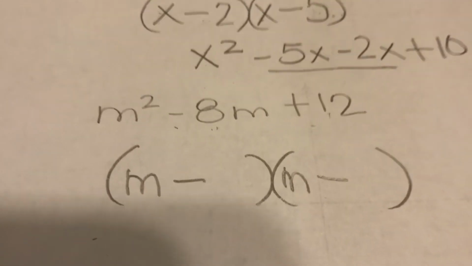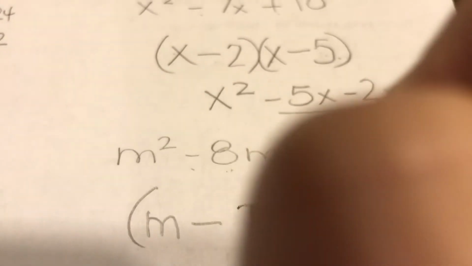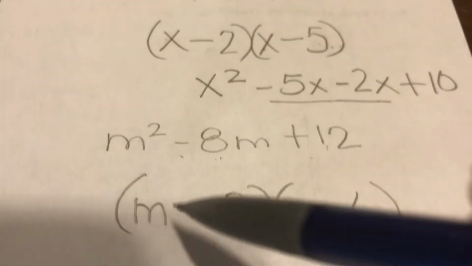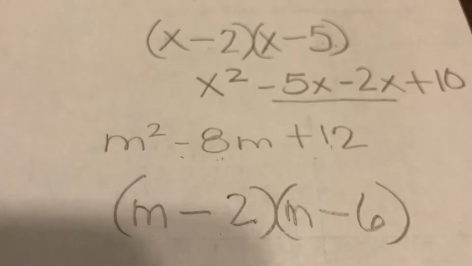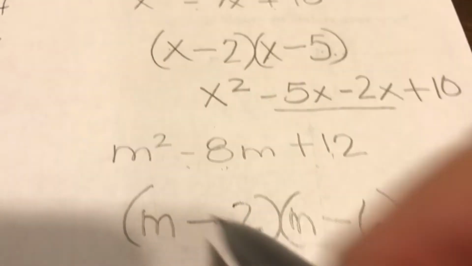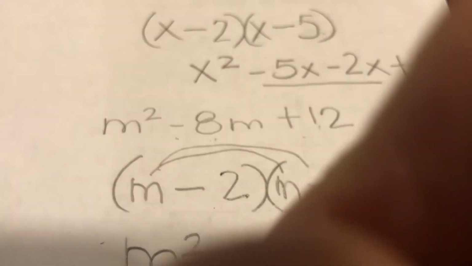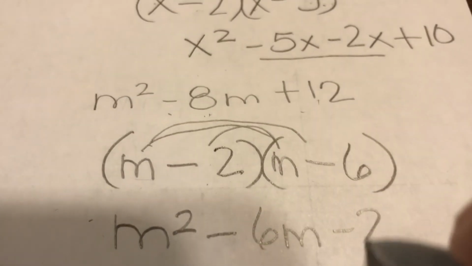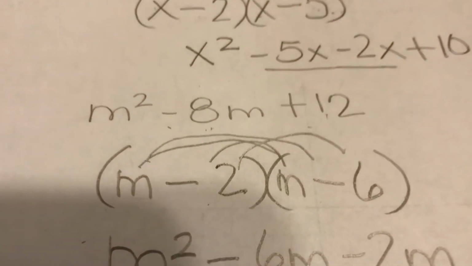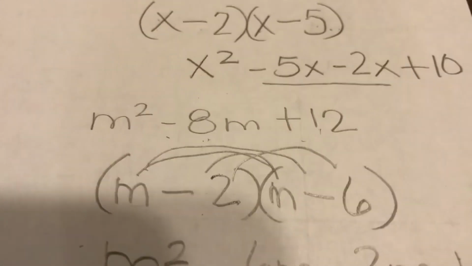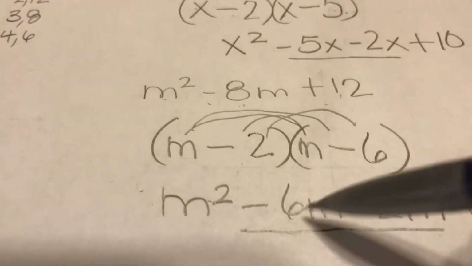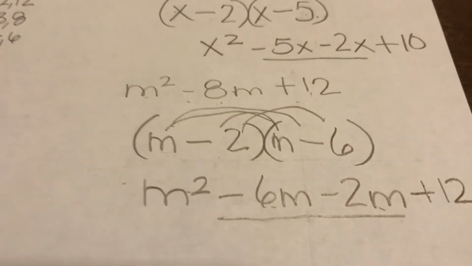2 and 6, yes. 2 plus 6 equals 8. So I would put my 2 and my 6. So this would factor into the quantity m minus 2 times the quantity m minus 6. To check it, m times m is m squared. m times negative 6 is negative 6m. Negative 2 times m is negative 2m. And negative 2 times negative 6 is positive 12. Negative 6m and negative 2m, this m squared gives you that. This would give you your negative 8m, and this would give you 12.